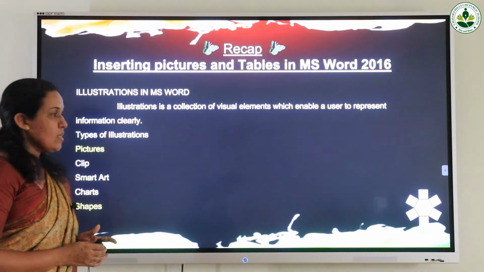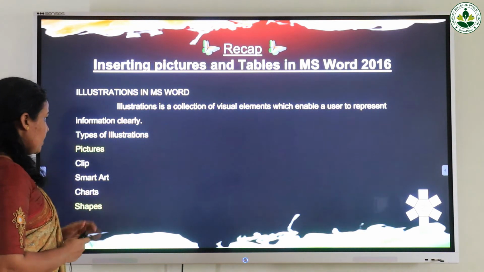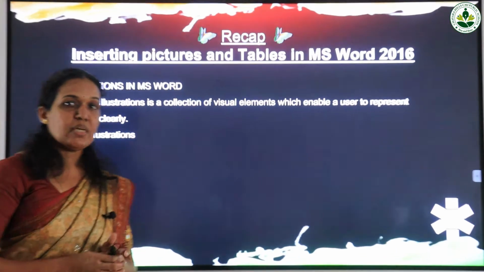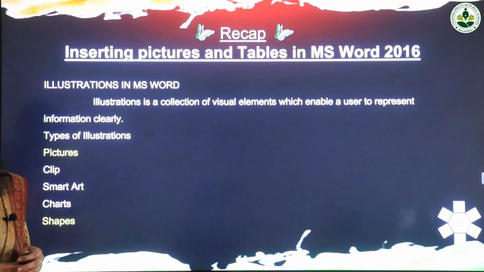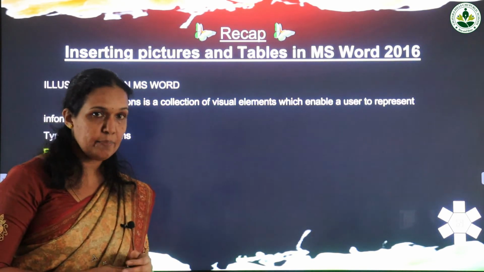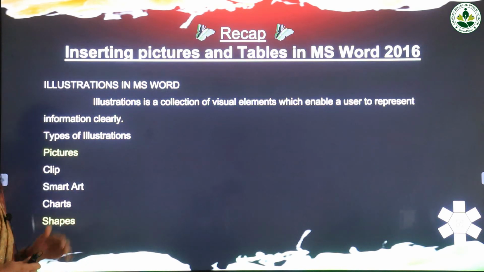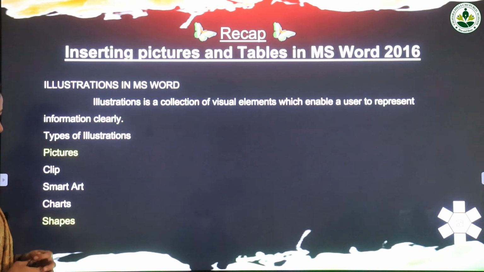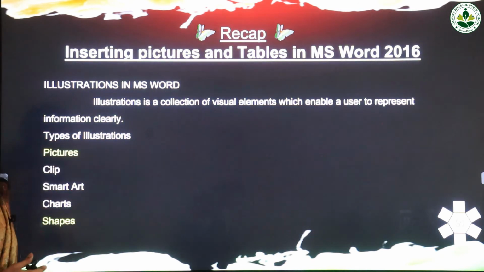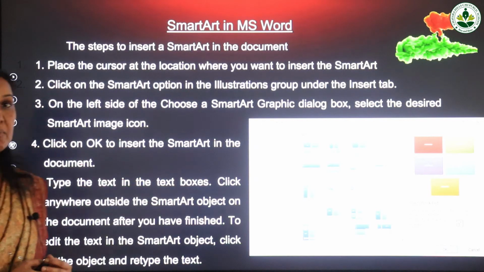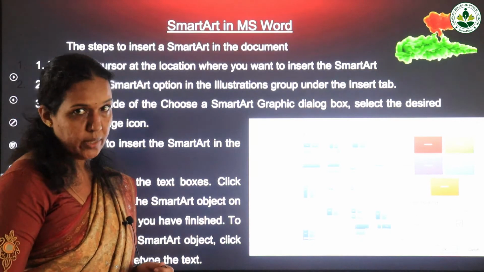In the previous class we studied about two types of illustrations, that are pictures and shapes. We studied how to insert pictures that are stored in your computer and how to insert pictures online. Then how to insert shapes. These two things we studied in the last class. So today we are going to study about the rest of the illustrations. First one, smart art in MS Word.